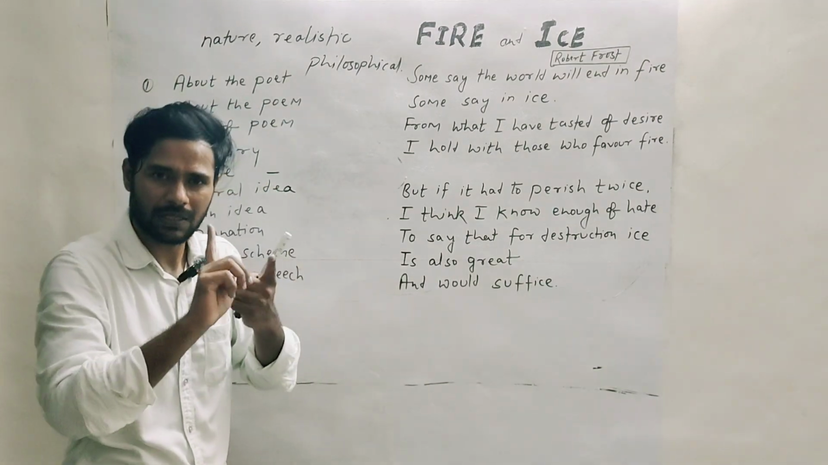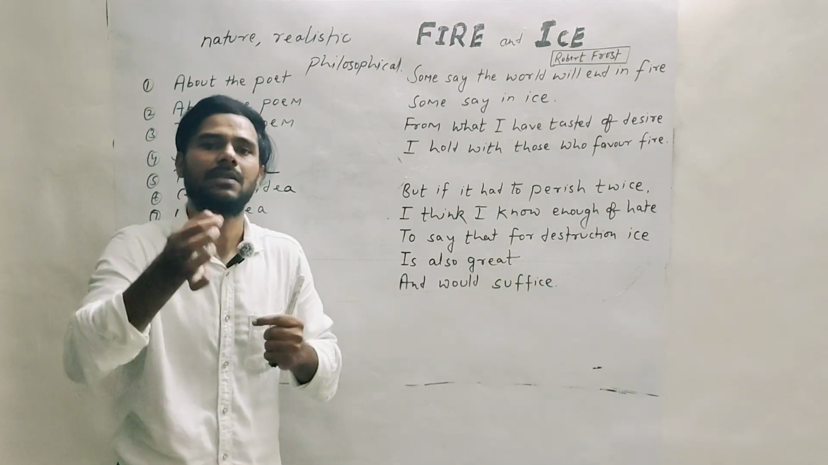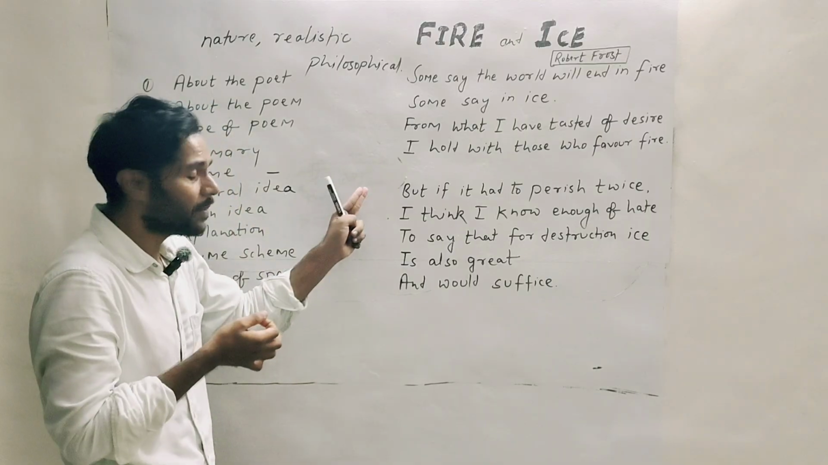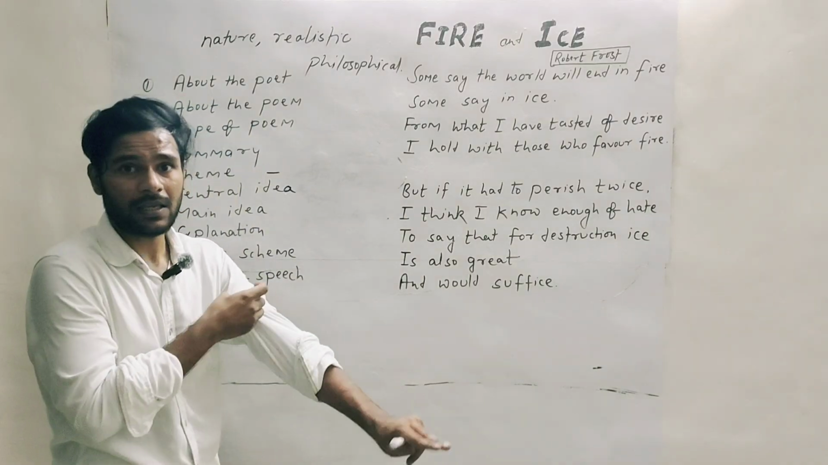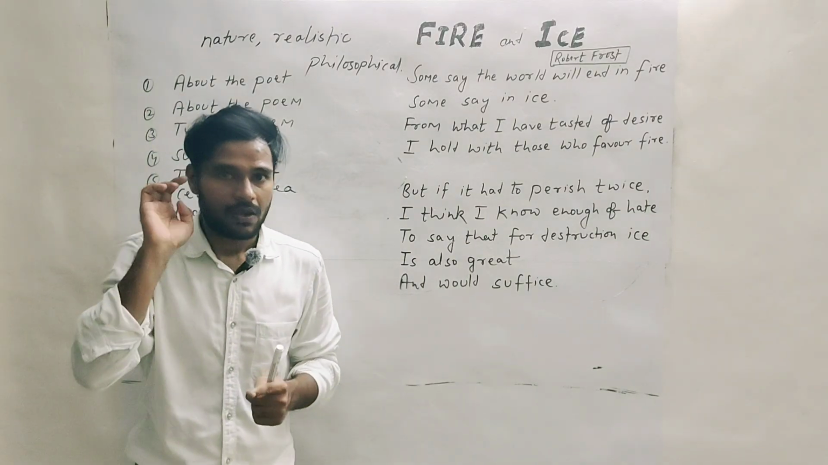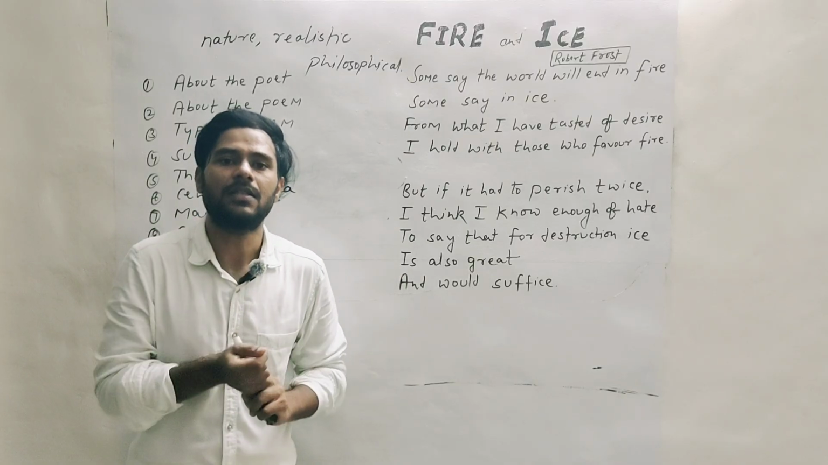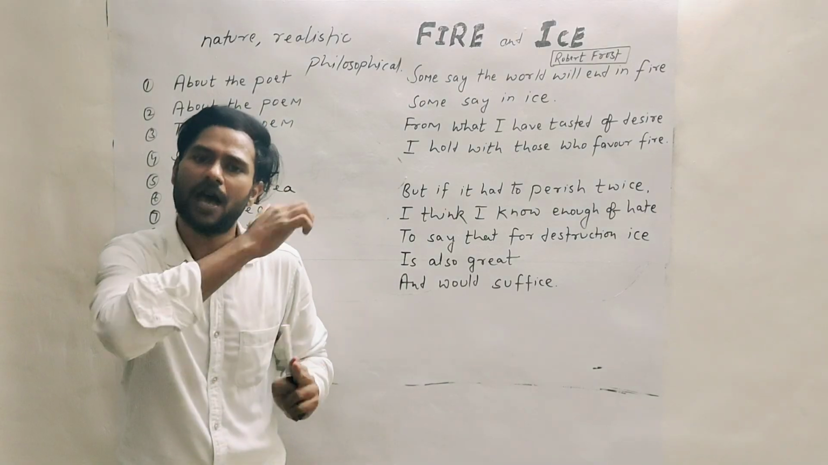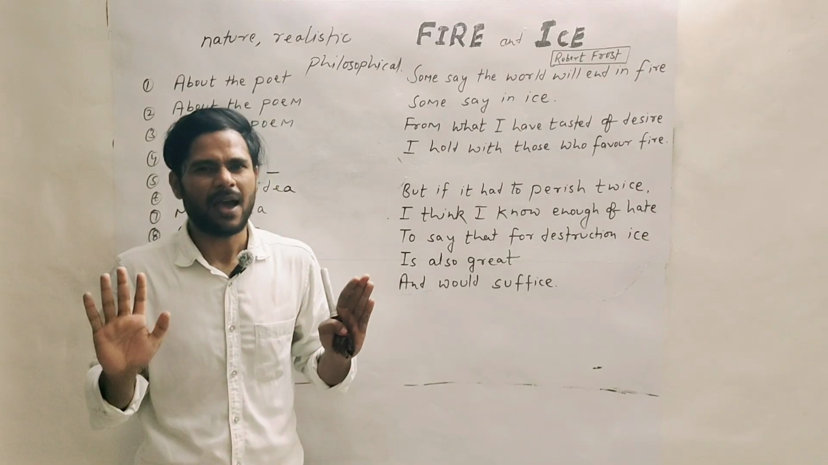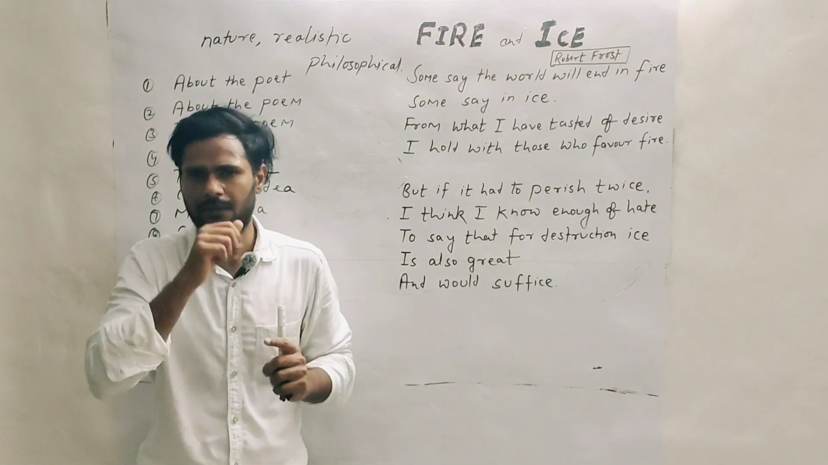So in the first chance he picks desire. But in the second stanza, he comes to say that whenever the world has another chance, he will go with ice as well. Because ice means hatred.